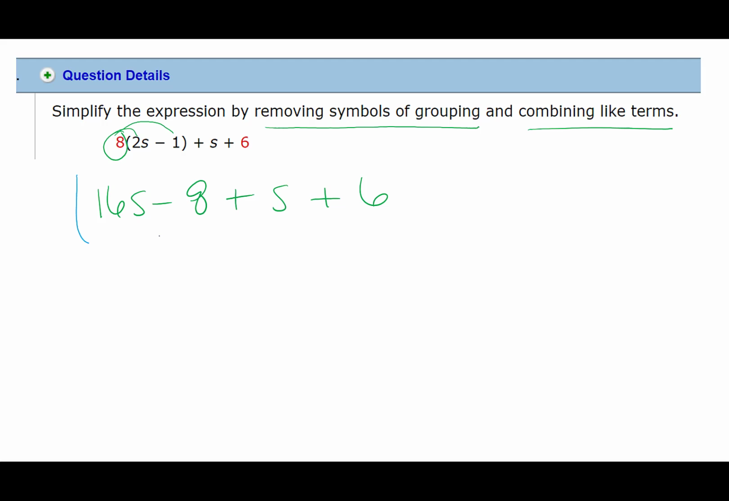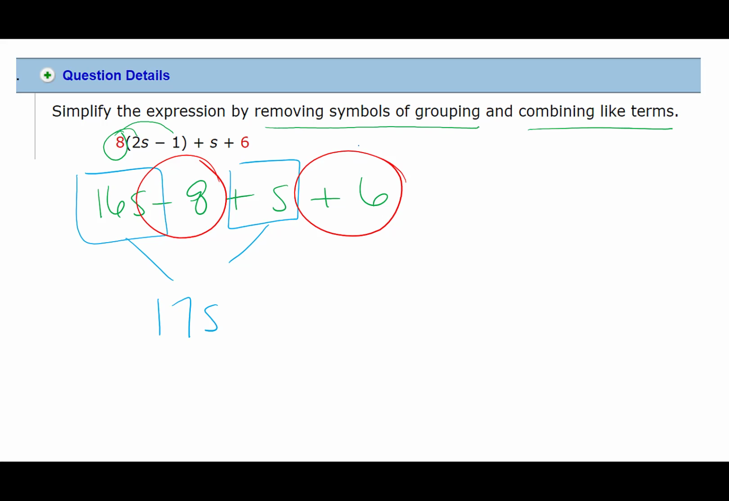Next, I want you to see that 16s and a positive s are like terms. Those can be combined to 17s, and -8 and positive 6 are like terms, which can be combined to -2.